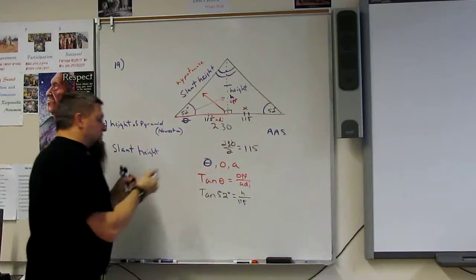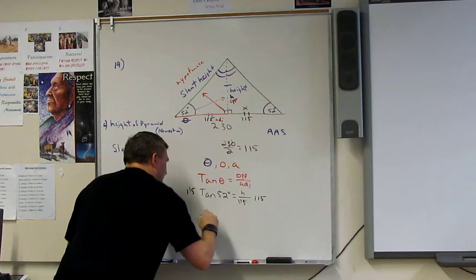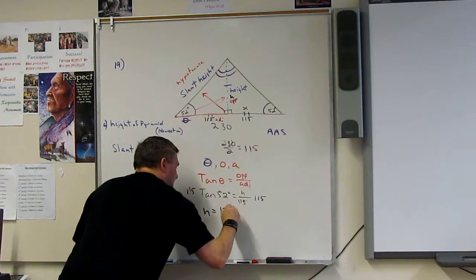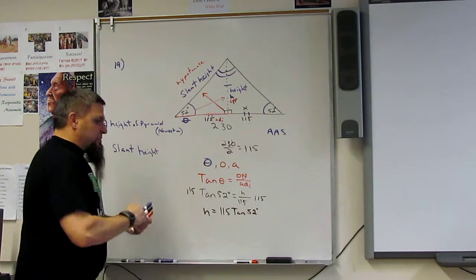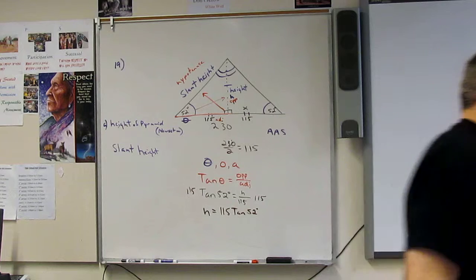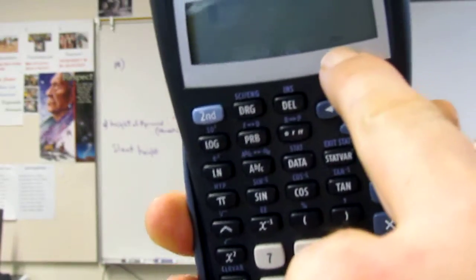So I would just multiply both sides by 115, and I get h is equal to 115 times the tangent of 52 degrees. And if I use my calculator, I can figure that out, as long as it's in degrees. This is when it's really important to get your calculator in degrees. At the bottom of the calculator, it'll say degree.